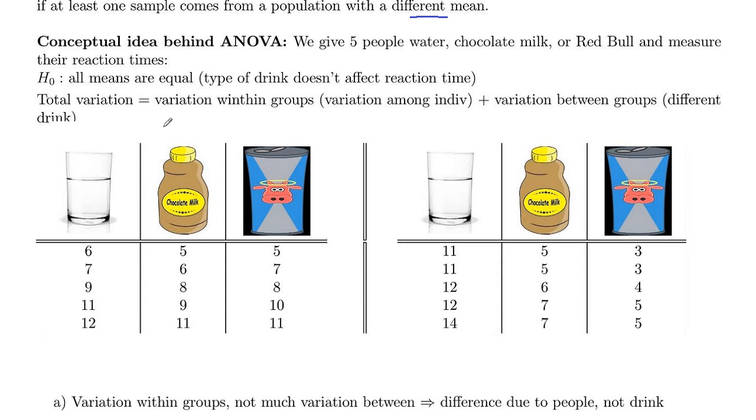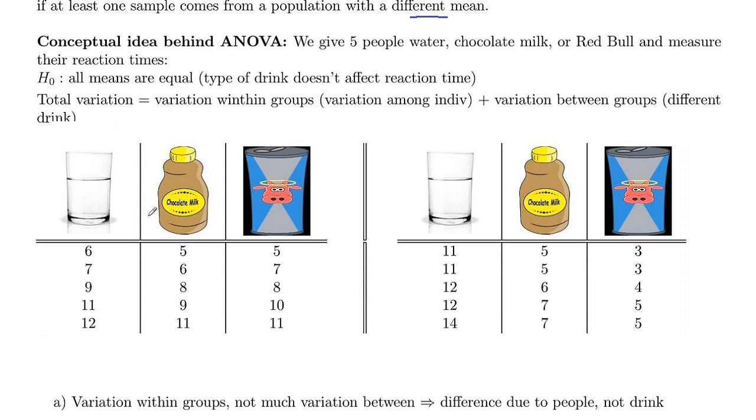So we're going to analyze the variation in the experiment, and the total variation has 2 components. The variation within the groups, so that's variation among individuals, and then the variation between the groups, so the variation that's due to a different drink.